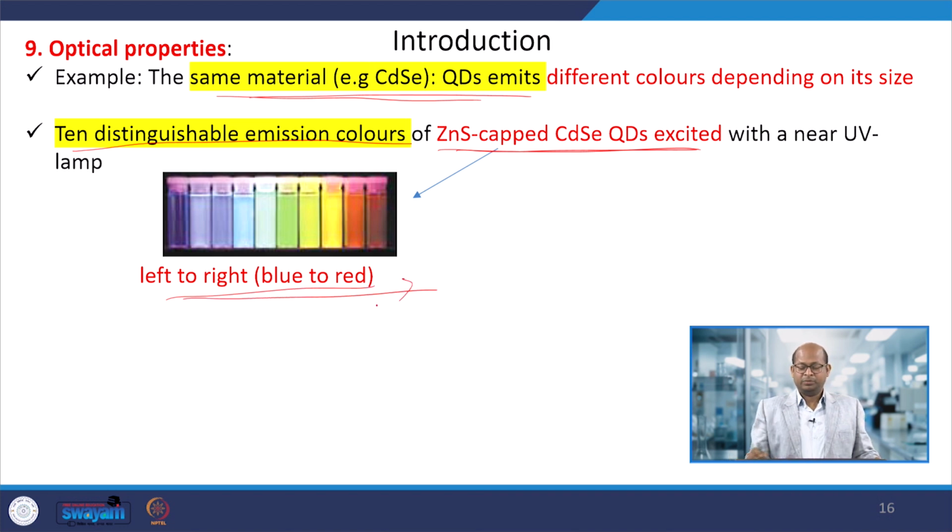So depending upon its size, if we change a particular dimension to another dimension, then it would show different types of colors, and that material we can apply to specific applications where a specific size of the nanomaterials is required for those applications.